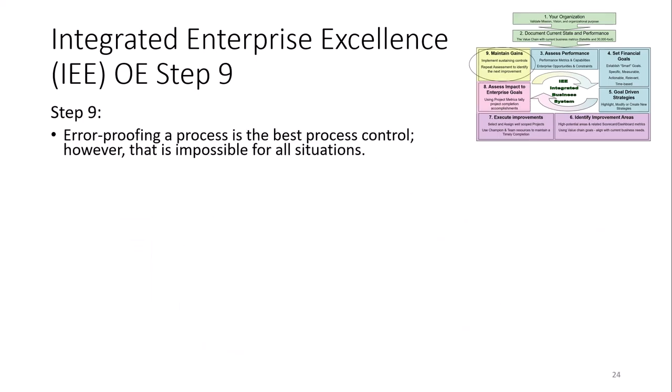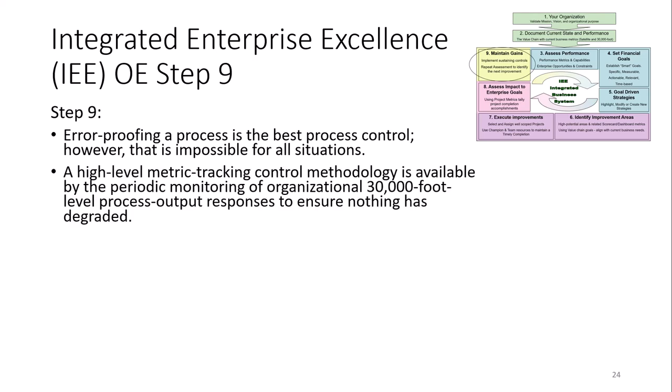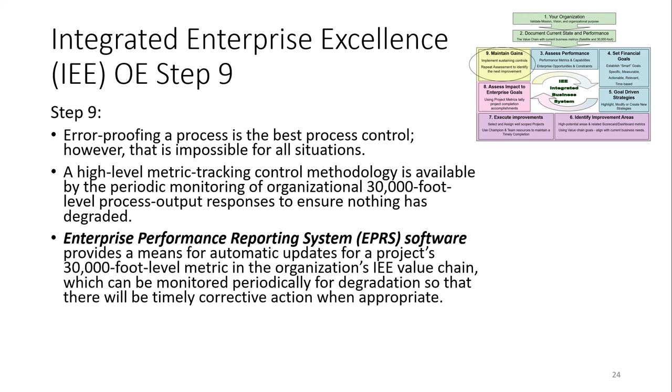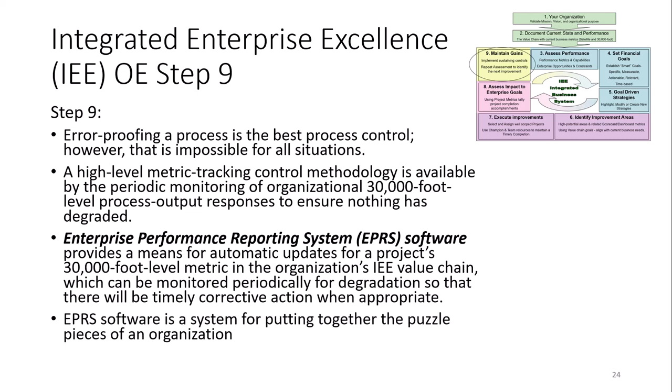Step 9. Error-proofing a process is the best process control. However, that is impossible for all situations. A high-level metric tracking control methodology is available through the periodic monitoring of an organization's 30,000 foot level process output responses to ensure that nothing has degraded. Enterprise Performance Reporting, or EPRS software, provides a means for automatic updates of a project's 30,000 foot level metric in the organization's IEE value chain, which can be monitored periodically for degradation, so there will be timely corrective action when appropriate. EPRS is a system for putting together pieces of an organization.